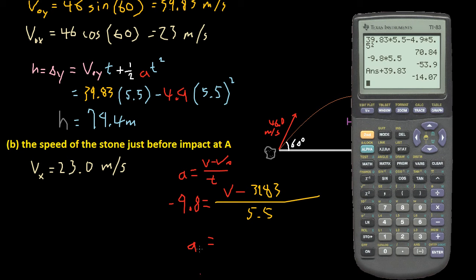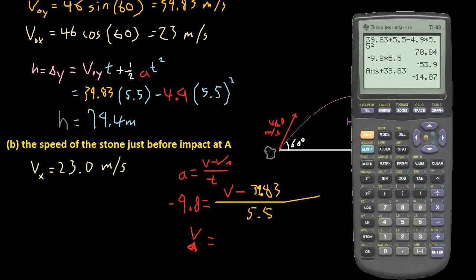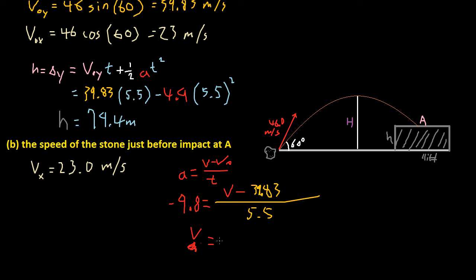39.83. So V is going to be -14.07. Okay, my computer is lagging a little bit here. So -14.07, that's Vy. Let me clean that up a little bit.